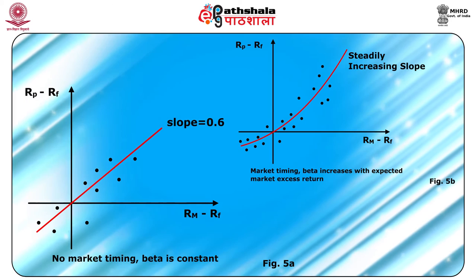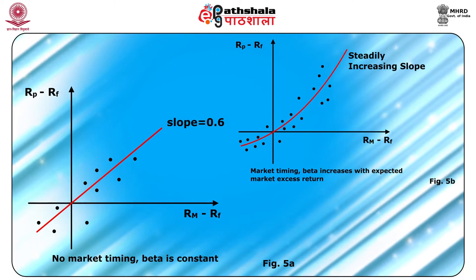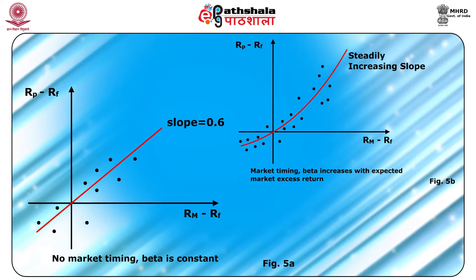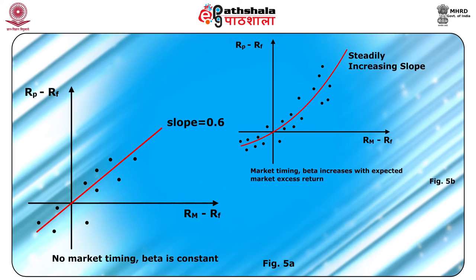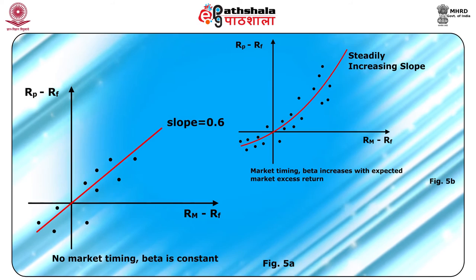In this figure, we have used RM minus RF on the x-axis and RP minus RF on the y-axis. And in figure 5B, we have used RM minus RF on the x-axis and RP minus RF on the y-axis. In 5A, the slope is 0.6. And here, no market timing and beta is constant. In 5B, this shows steadily increasing slope. Here, market timing is given, beta increases with expected market excess returns.